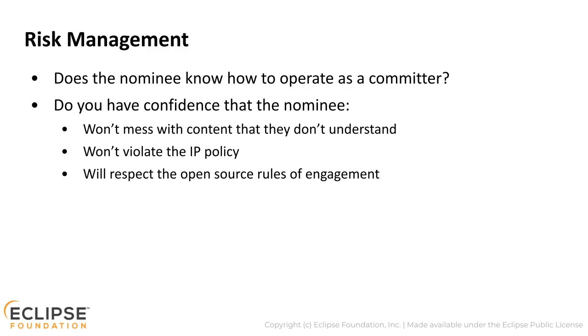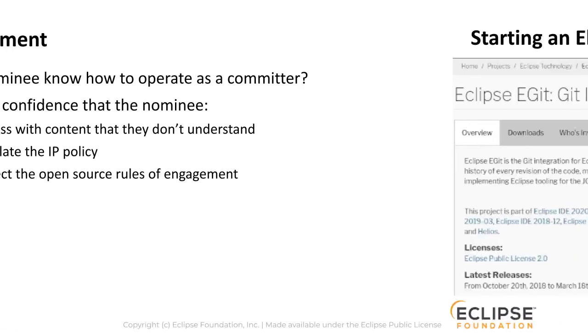The committer team still needs confidence that the nominee knows how to operate as a committer and will work on the project in good faith. The team would, for example, have to have some confidence that the new committer won't mess with content they don't understand, won't violate the IP policy, will respect the open source rules of engagement, etc.